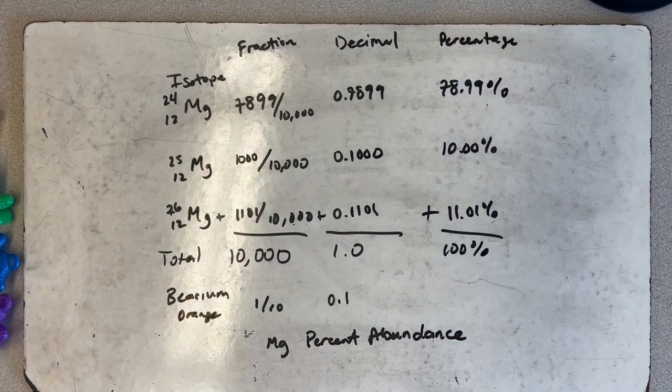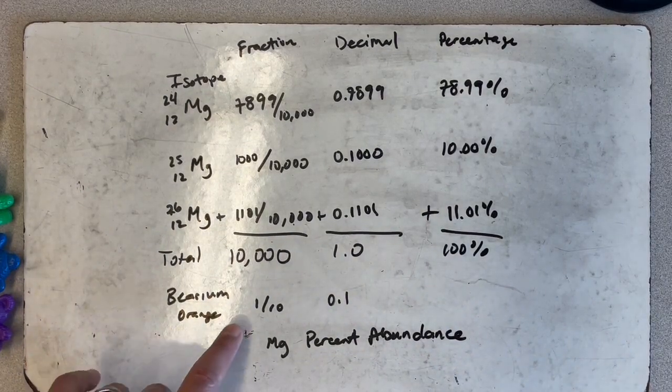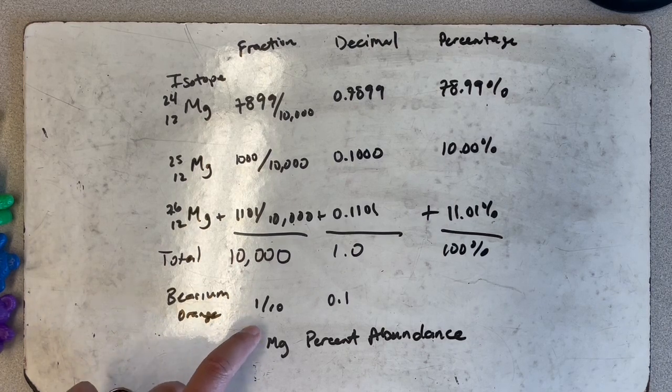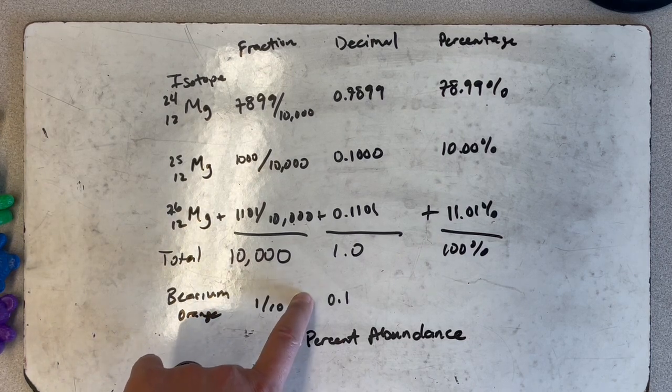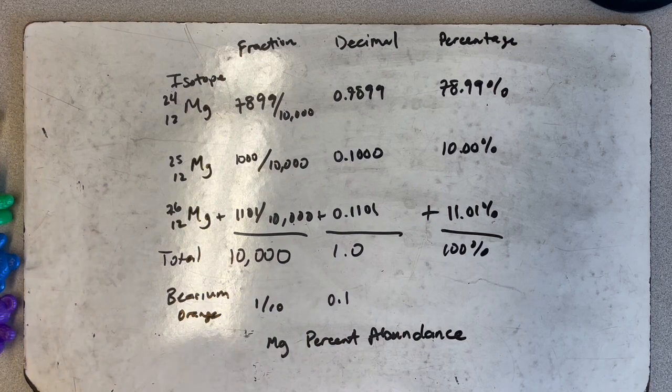So the same thing is true for the bears. If I added up all the orange bears, 1 out of 10 plus 2 out of 10 plus 3 out of 10 plus 2 out of 10 plus 2 out of 10 would have given me 10 out of 10. And then again, all of the decimals added together would have given me 1, and then all the percentages together would have given me 100%.